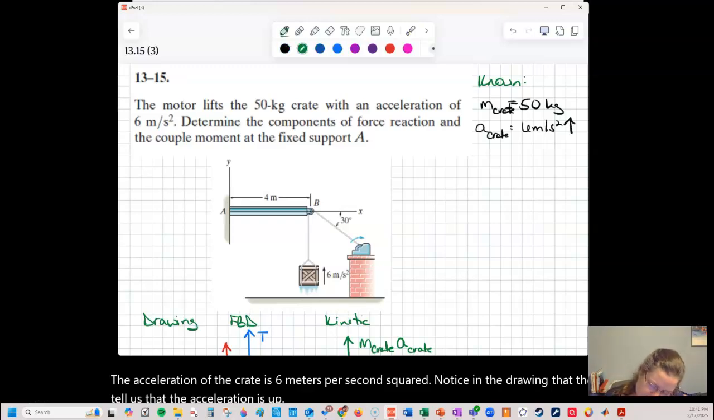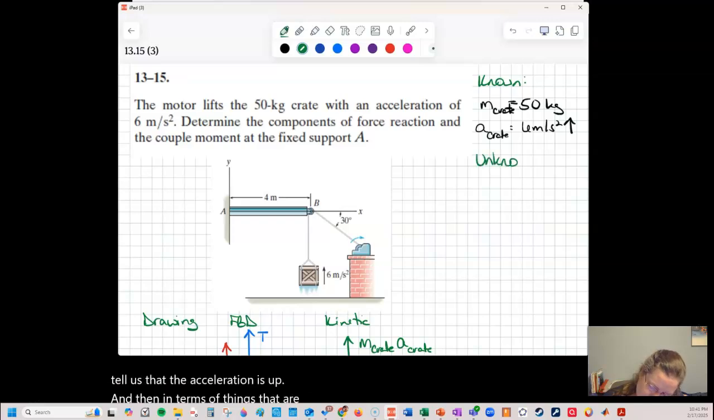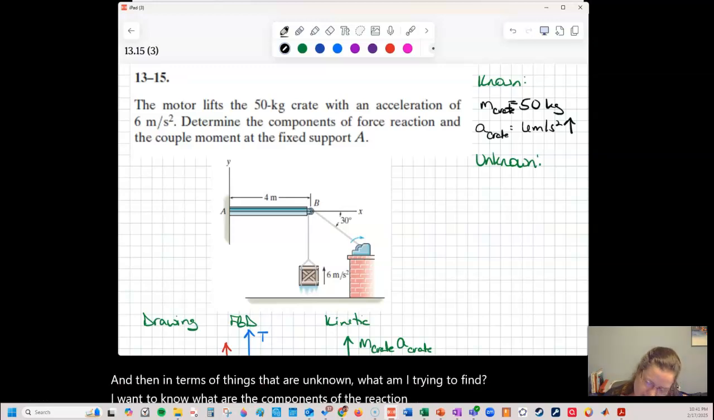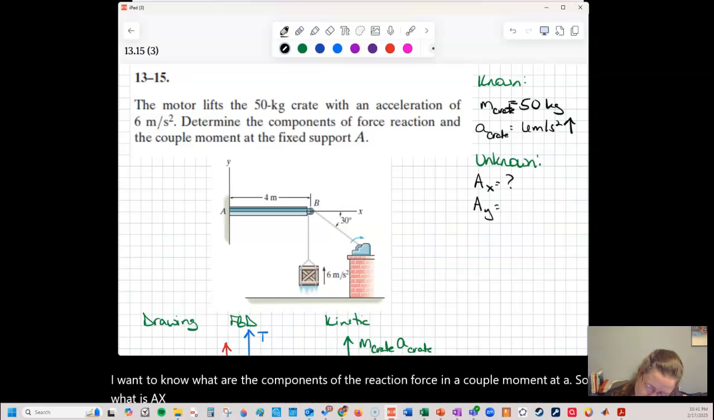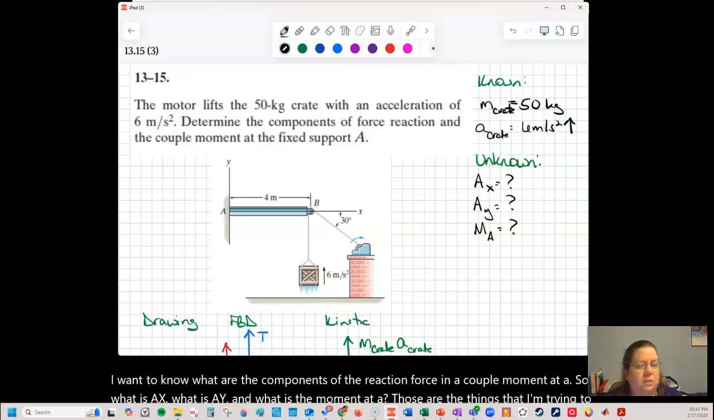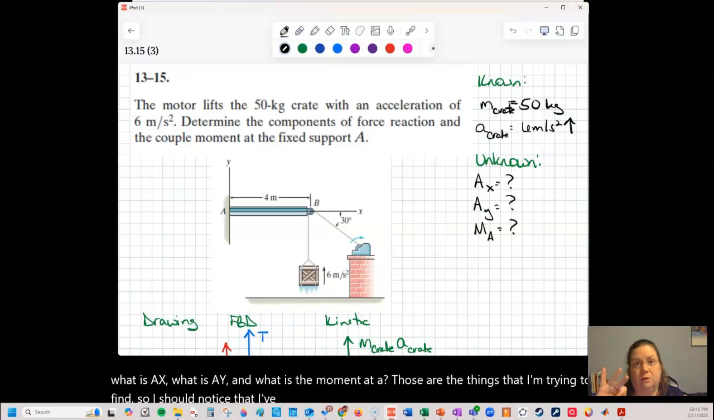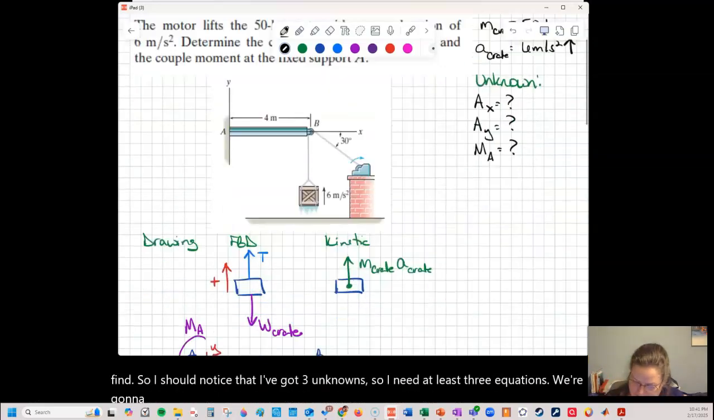And then in terms of things that are unknown, what am I trying to find? I want to know what are the components of the reaction force and the couple moment at A. So what is AX? What is AY? And what is the moment at A? Those are the things that I'm trying to find. So I should notice that I've got 3 unknowns, so I need at least 3 equations. We're going to actually visit more than that.